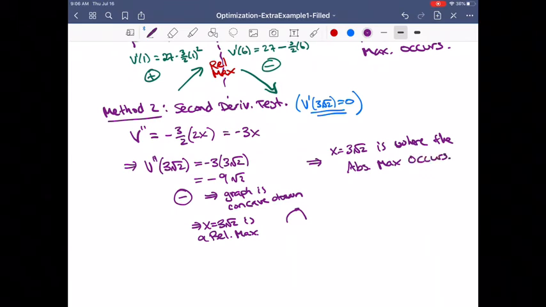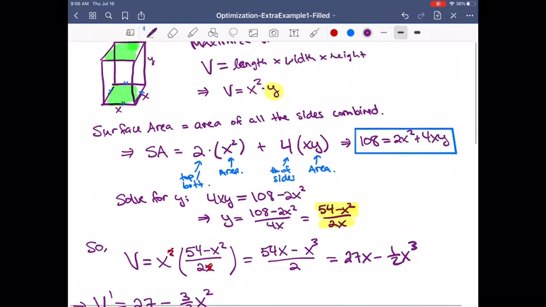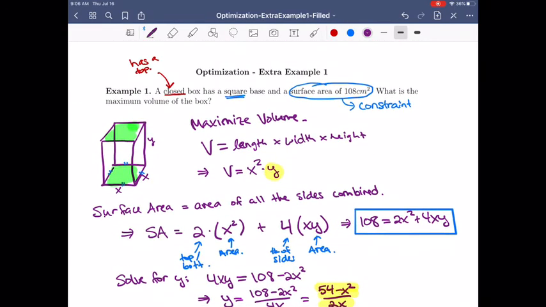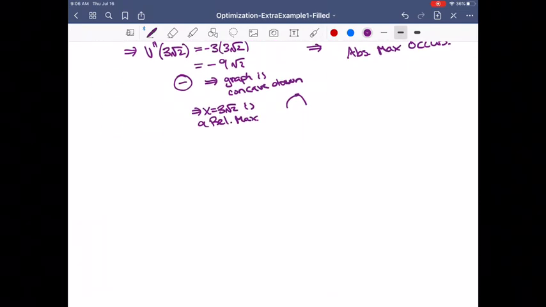Now we know that's where it is. Let's go back and read the problem again. What was it actually looking for? We wanted the maximum volume. So we don't actually care what the dimensions of the box are. We just want to know the biggest volume we can make. So I know where it happens. The maximum volume is going to be V of this critical number.